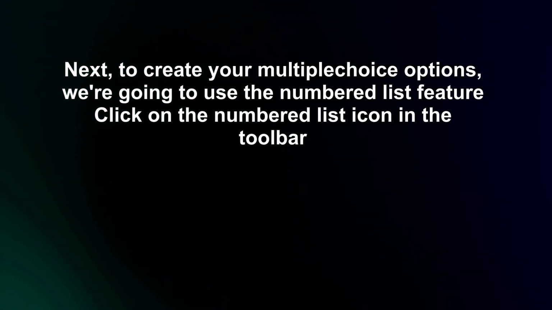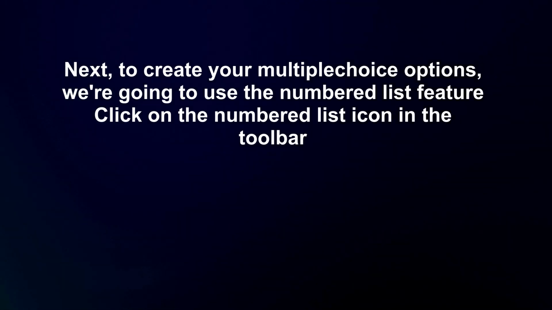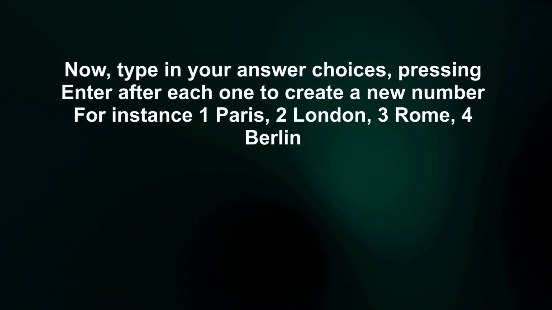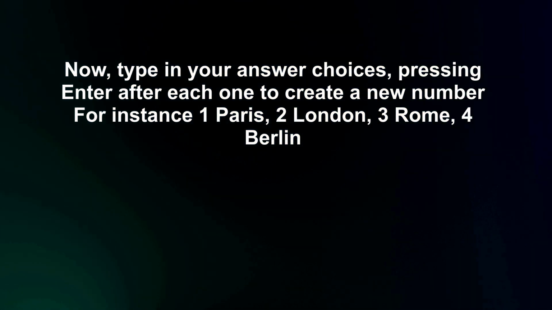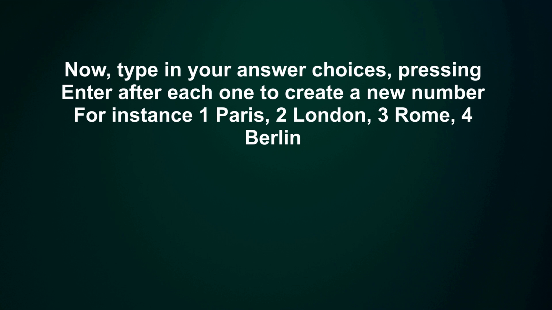Next, to create your multiple-choice options, we're going to use the numbered list feature. Click on the numbered list icon in the toolbar. Now, type in your answer choices, pressing enter after each one to create a new number. For instance, 1 Paris, 2 London, 3 Rome, 4 Berlin.